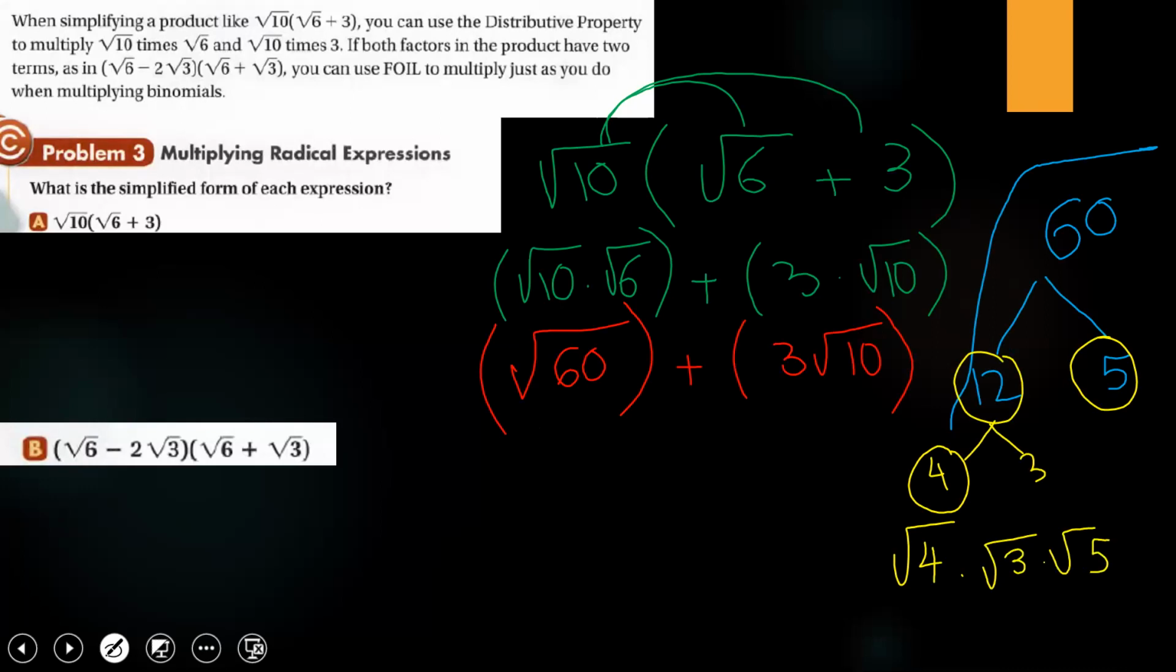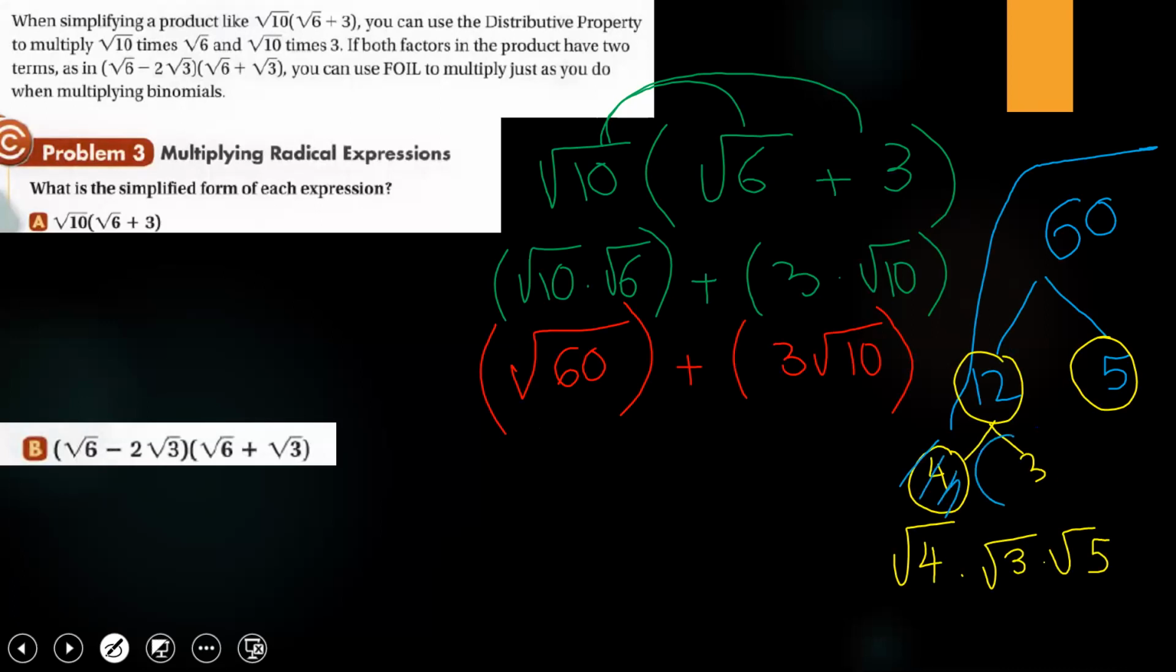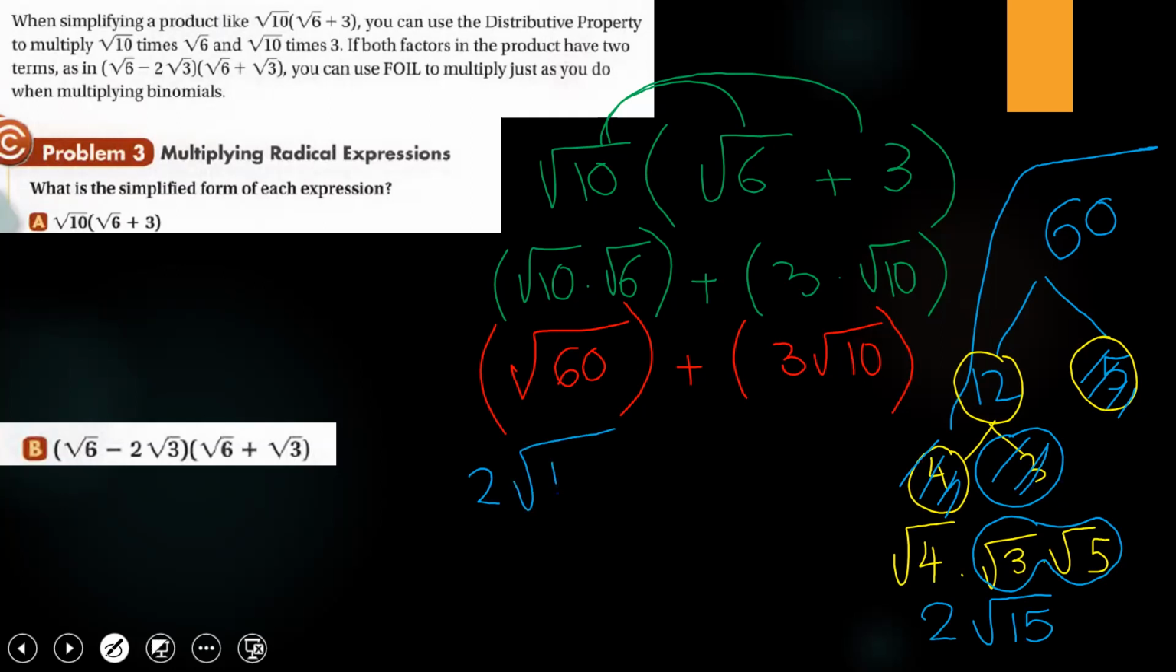I have to put each fruit, imagine that this is a fruit, each fruit under a square root. Then, what is the square root of 4? It is 2. And these two numbers are prime numbers. We cannot find their square root, so we combine them into 3 times 5, which is 15. So the square root of 60 can be written as 2 square root of 15.